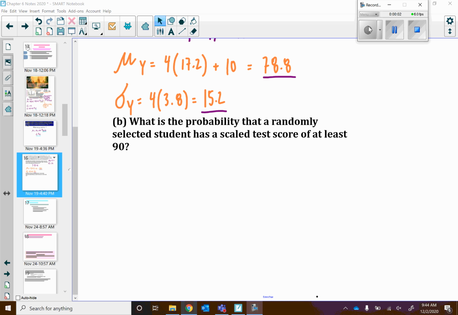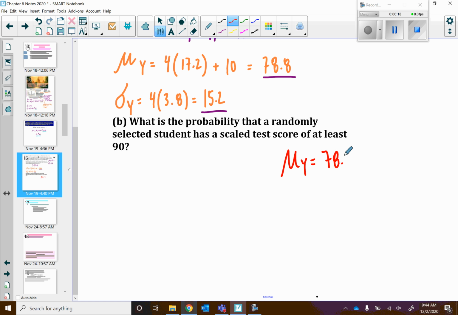Hello, as promised, we're going to quickly go through B. So remember, we now have the mean of this new random variable, which is the scaled scores. So the mean of y was 78.8, and the standard deviation of y is 15.2.